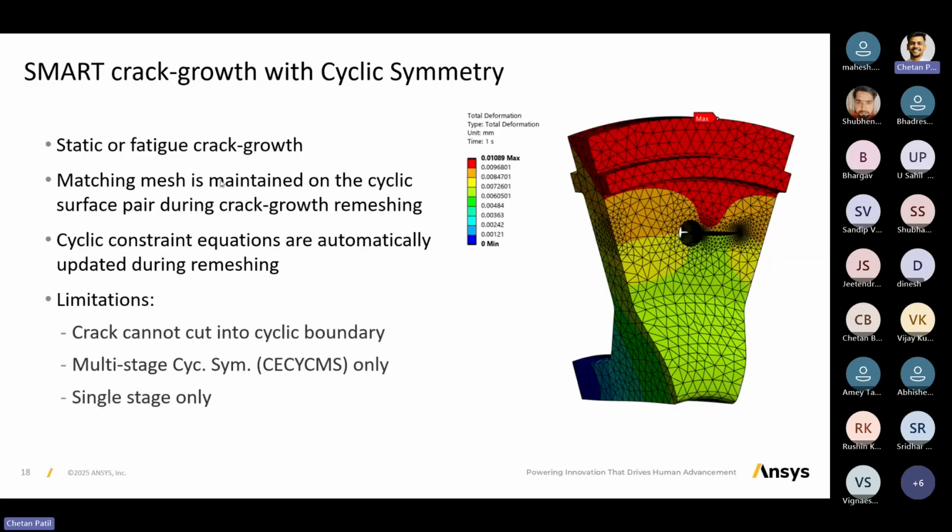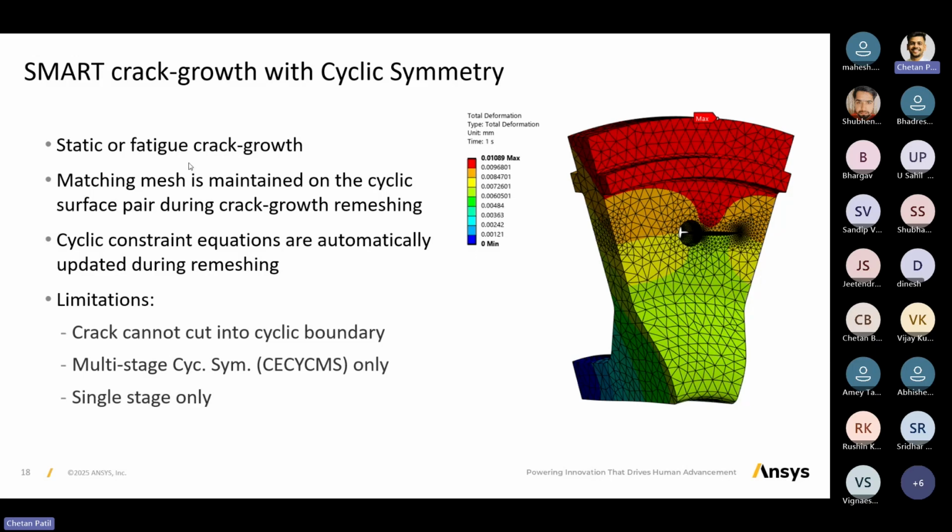Then coming to the fracture simulations, the fracture parameter is a module which is available in the fracture, that is smart crack growth with cyclic symmetry. So this is a new combination that has been introduced over here, that is smart crack growth with a combination of cyclic symmetry. Previously cyclic symmetry was not allowed to be used with the smart crack growth option. Now it has been combined with each other.